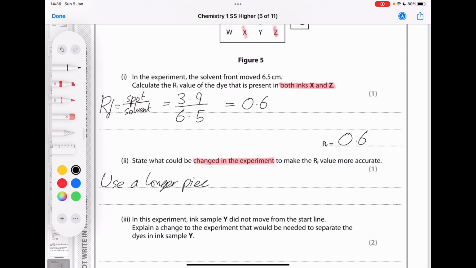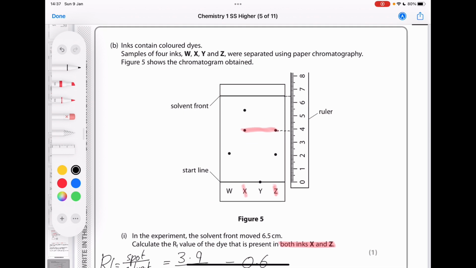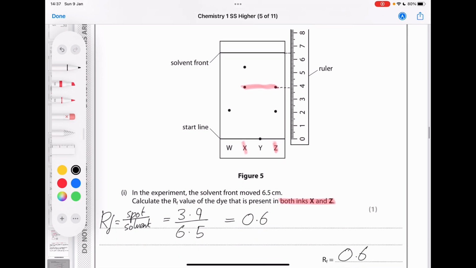piece of paper, or you could have said use a different type of paper. Both of those would have worked because, with a longer piece of paper, the dots would have to travel further, as with the solvent, and therefore you are more likely to get a better value closer to the true value. Using a different piece of paper, the dots may have moved more or less and therefore may also have given you a value closer to the true value.